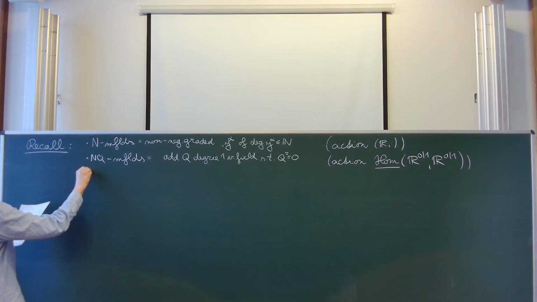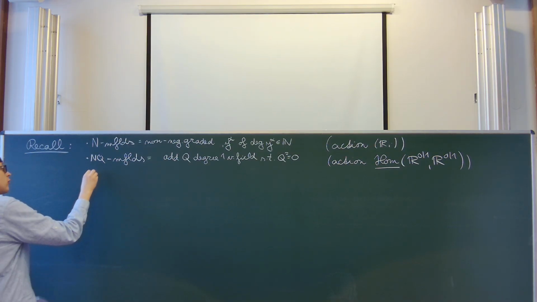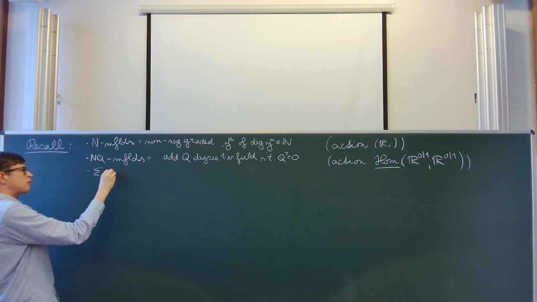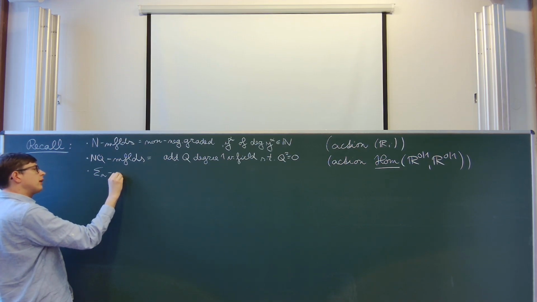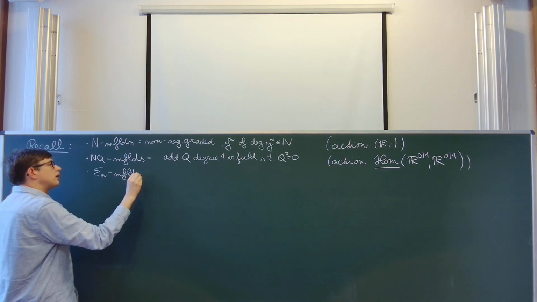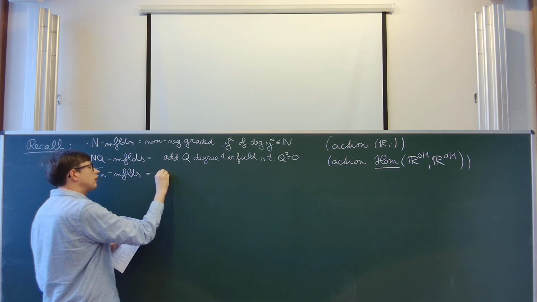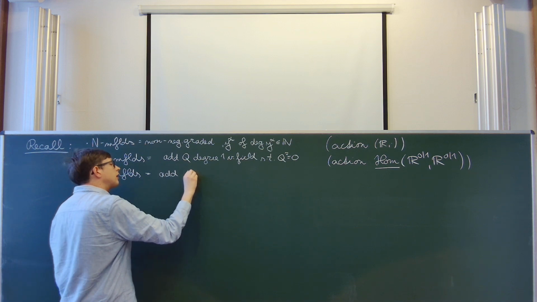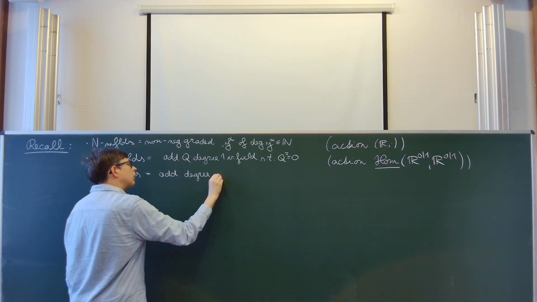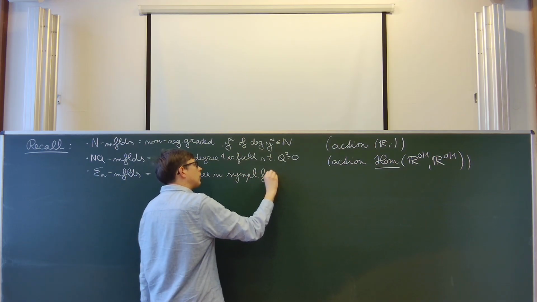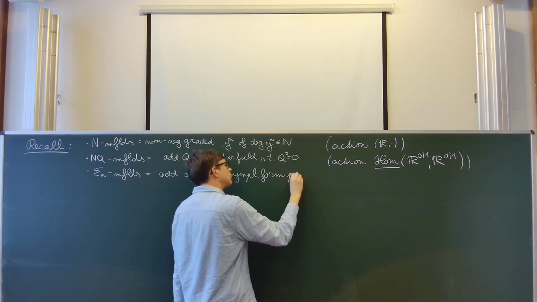And then finally we define this thing which I call sigma n manifolds, following the notation introduced by Pavel Ševera. Sigma n manifolds means that it's an NQ manifold with a symplectic form. So here we add a degree n symplectic form, which is preserved by Q.